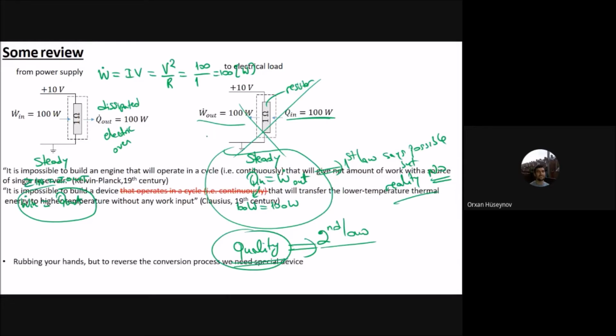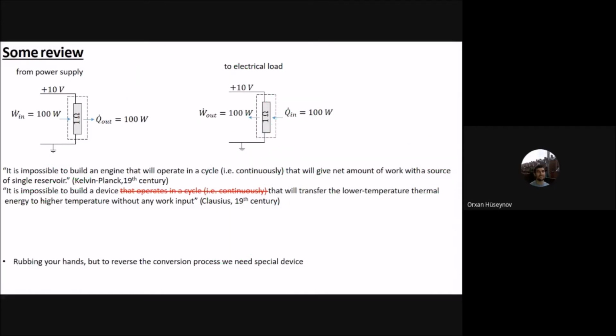So let's see what the second law says. There are two statements for the second law of thermodynamics. One is the Kelvin-Planck statement, and the other one is the Clausius statement. The Kelvin-Planck statement says that it is impossible to build an engine, which in thermodynamics we call a heat engine, that will operate in a cycle and give a net amount of work with a source of a single reservoir.